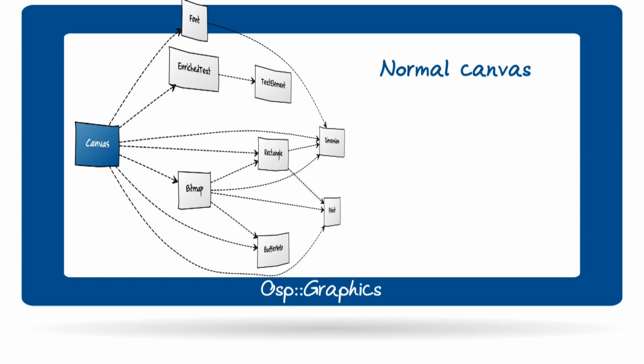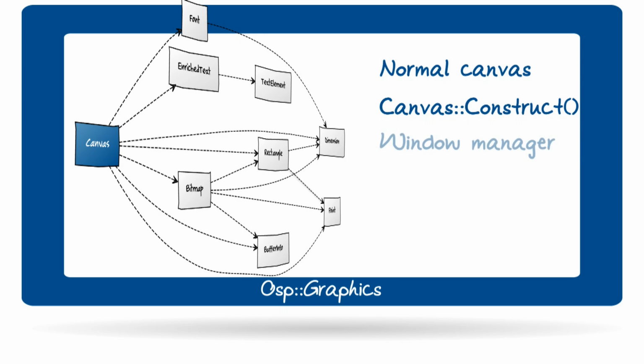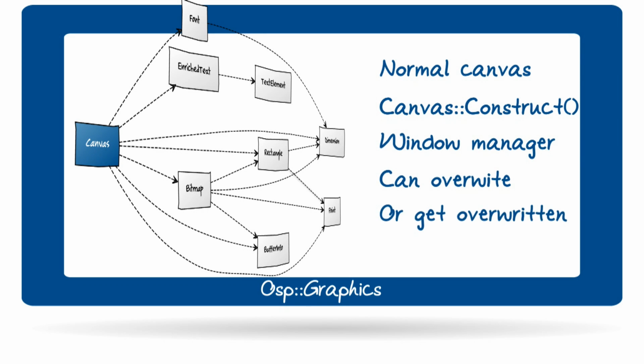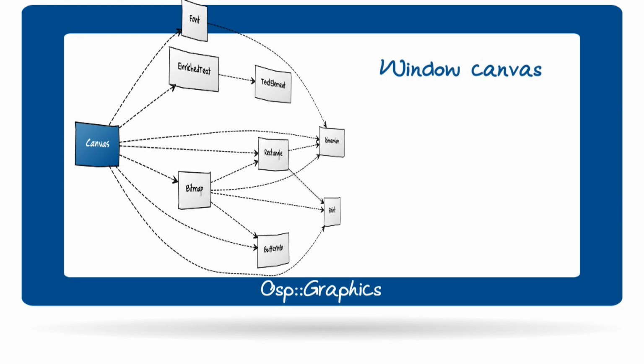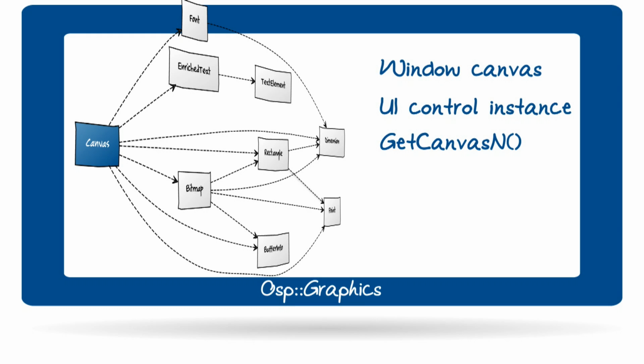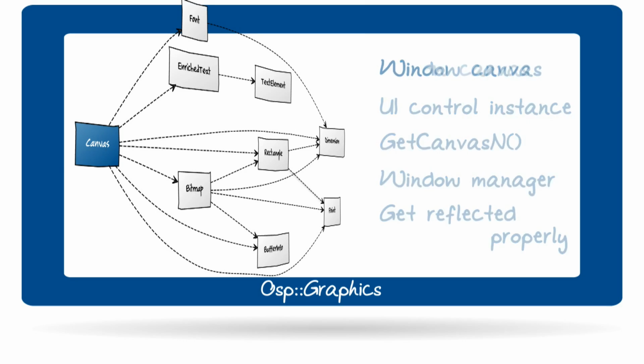The normal canvas is explicitly created using the canvas construct method. It is unknown to the window manager, so it can override other windows or get overwritten. The window canvas can be retrieved from UI control instances with the getCanvasN method. It is managed by the system's window manager, so changes in the window get reflected properly.